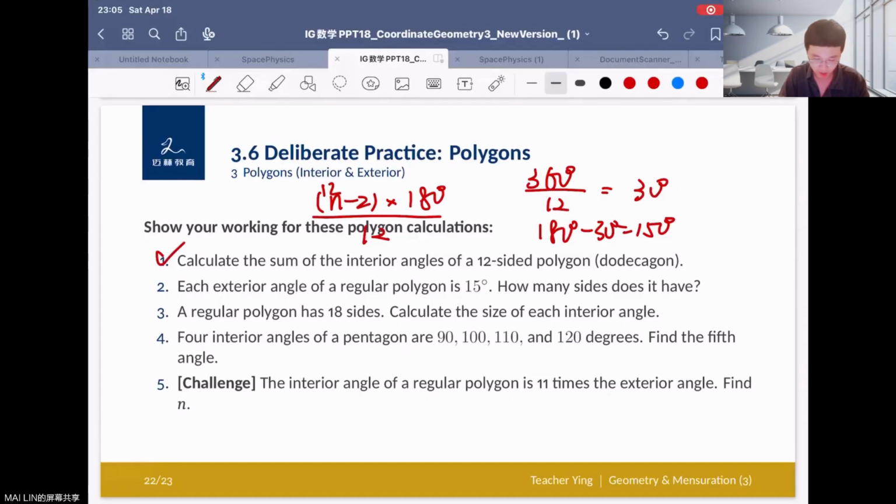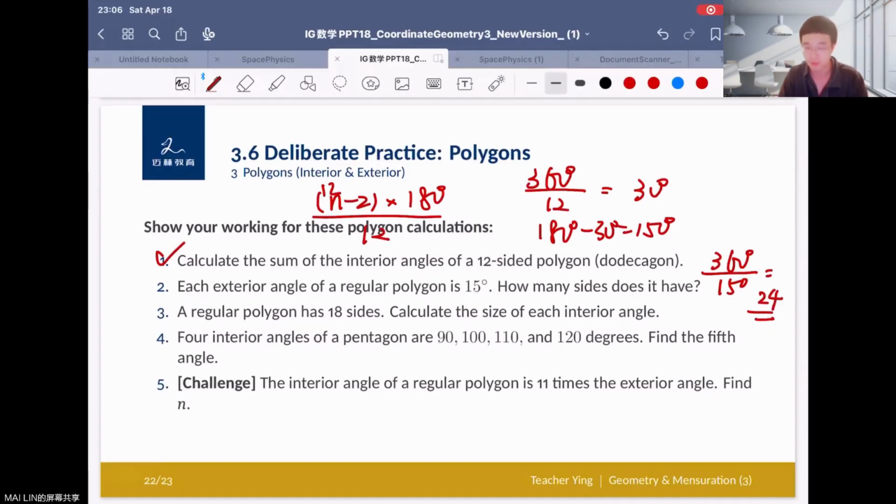And the second problem is that each exterior angle equals 15 degrees, right? So you can use the formula 360 degrees over 15 degrees, right? Okay, and we need the value here as 6 times 4, that is 24. So we have 24 sides in total, okay?